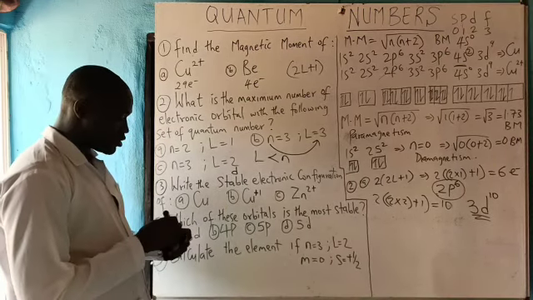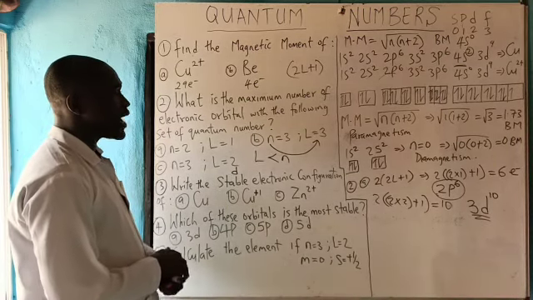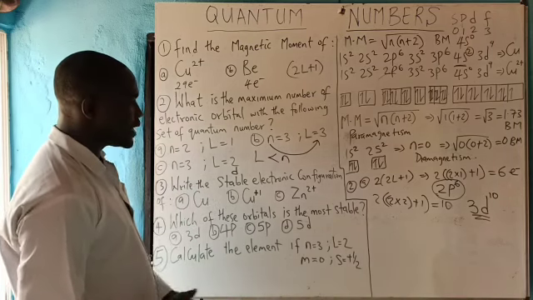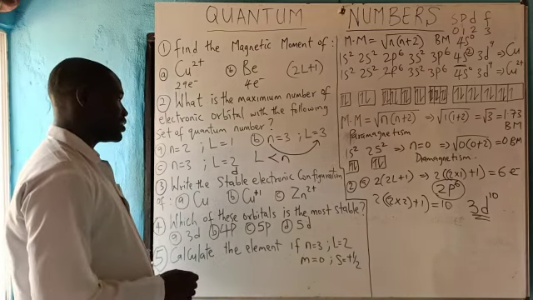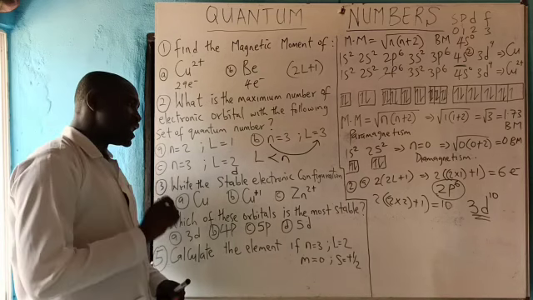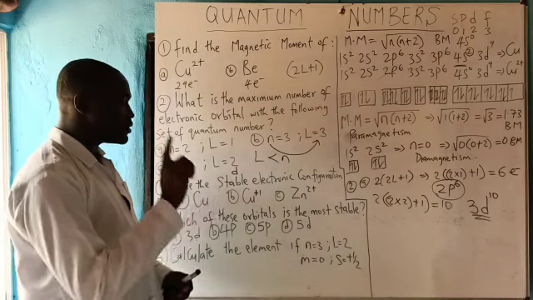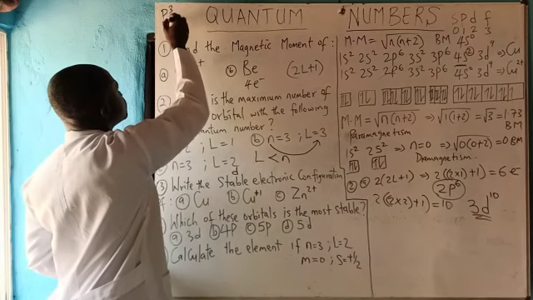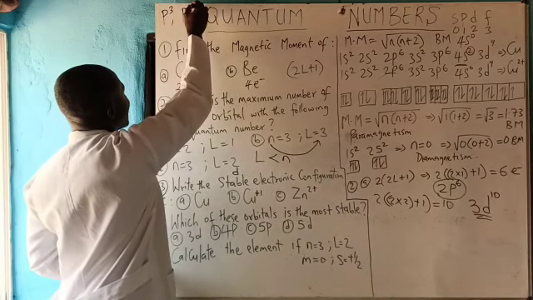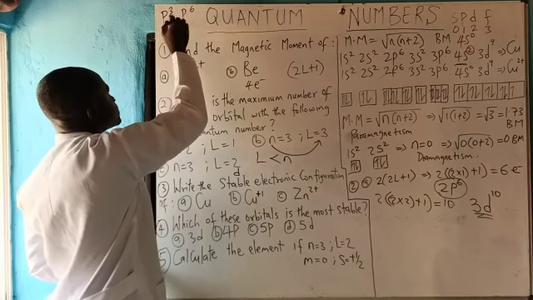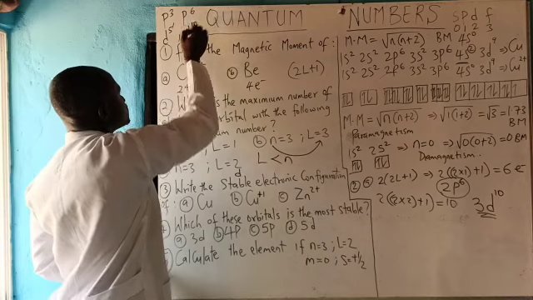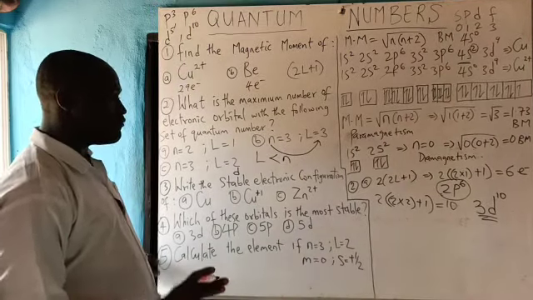Electron configuration. For you to be able to write it well, please do not forget what I've been saying: for the electron configuration of an element to be stable, the p should be half filled or fully filled. That is p3 or p6. Or d is half filled or fully filled. These are the cases that are involved.